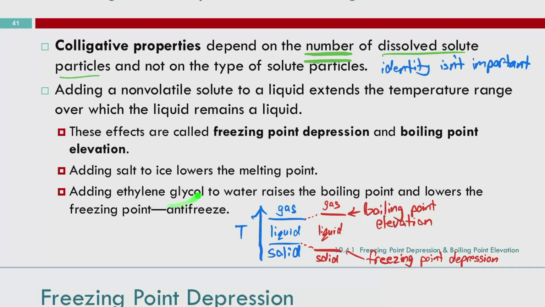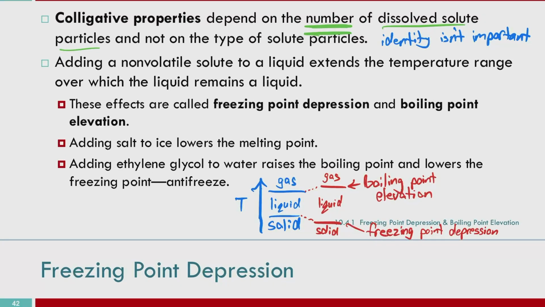Adding ethylene glycol, which is a non-volatile solute, to water raises the boiling point and lowers the freezing point, and that's what we would commonly call antifreeze. It might also be propylene glycol instead of ethylene glycol. The identity doesn't matter. They have similar properties. They're both non-volatile solutes. So the reason that we add stuff to the water that's in your radiator and your engine is so that it has a higher boiling point, you're not going to boil over your radiator, and it has a lower freezing point, so your radiator block doesn't freeze in the event that it gets colder than freezing.